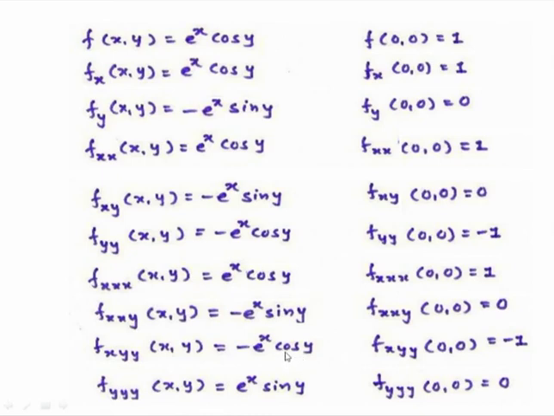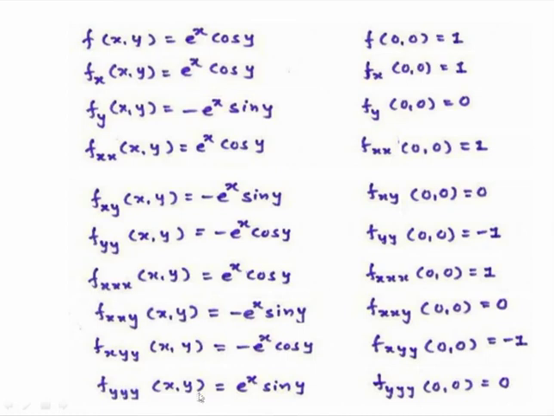So we get cos y as minus sin y and again cos y. So ultimately we get e raised to x into cos y, and this value at the point (0, 0), fxyy at (0, 0), is minus 1.